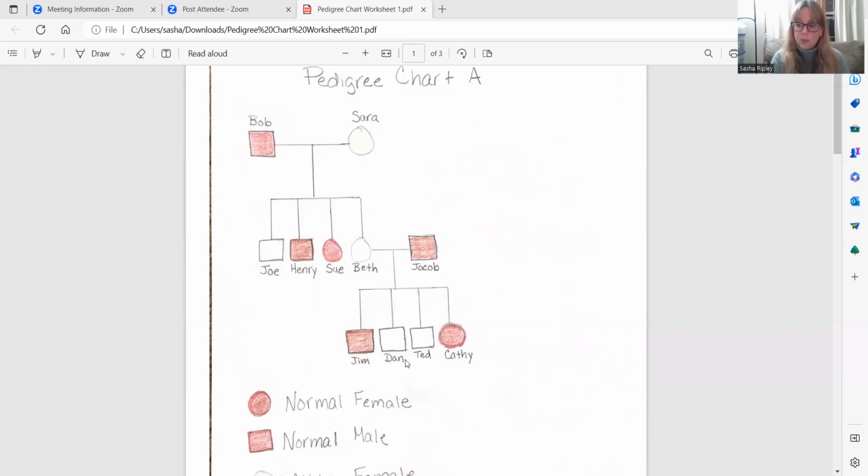Number 4, how many females with albinism are in the entire chart? So I have to look for any circles that are not colored in. So here's 1 and here's 2. There are 2 of them. And number 5 was how many albino male children do Bob and Sarah have? So Bob and Sarah here, how many male albino children? Only 1. Here, Joe.